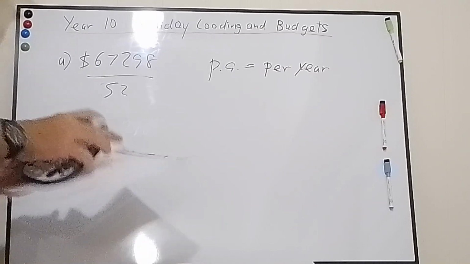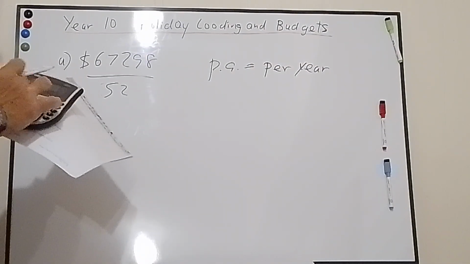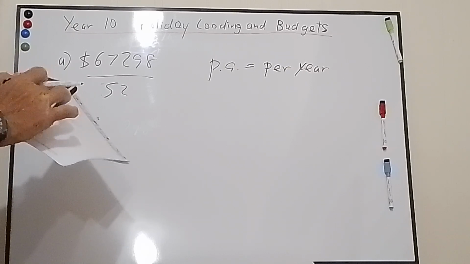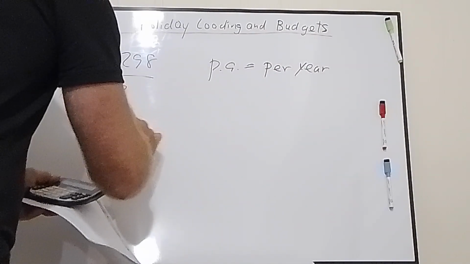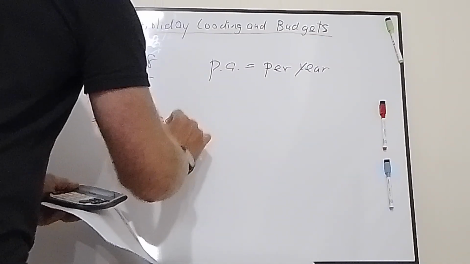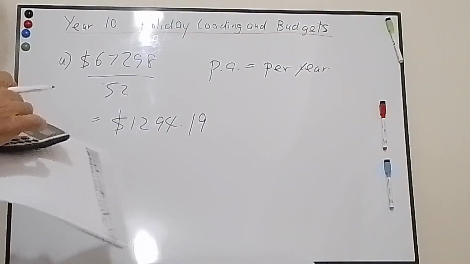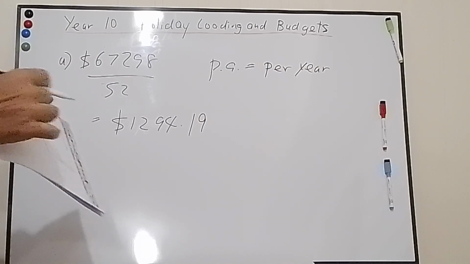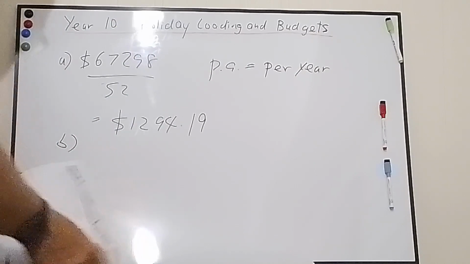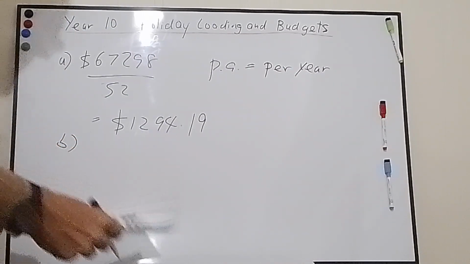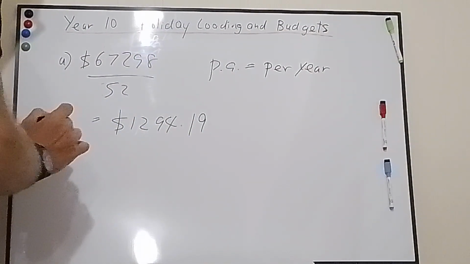67298 divided by 52 equals $1,294.1923. So I'm just going to round that to 19 cents, but I'll leave that in the calculator though. Okay, so then we've got B. Find her pay for 4 weeks. So this times 4 will just be what I've got in the calculator.